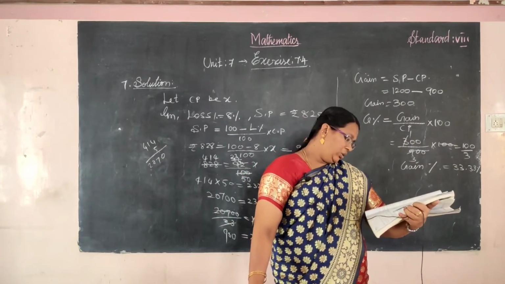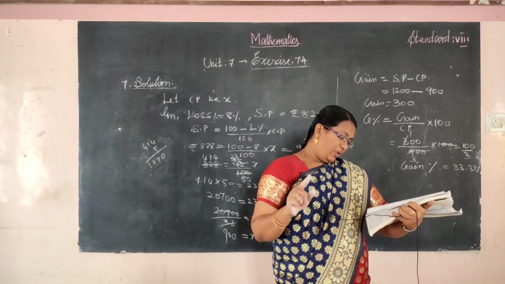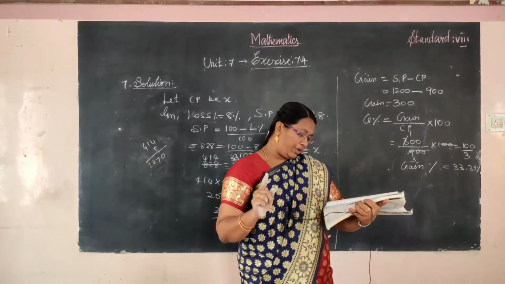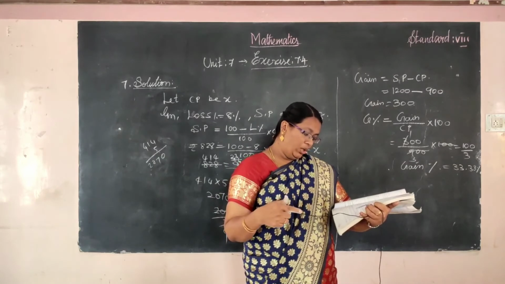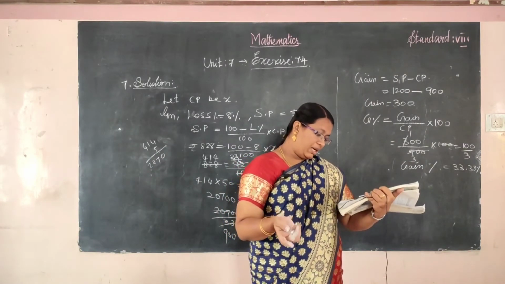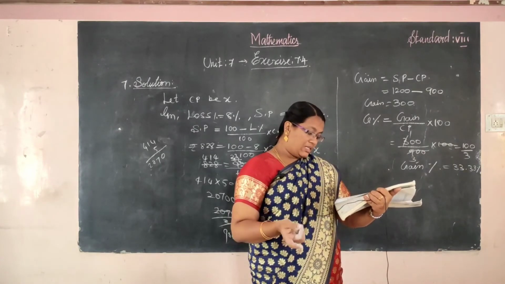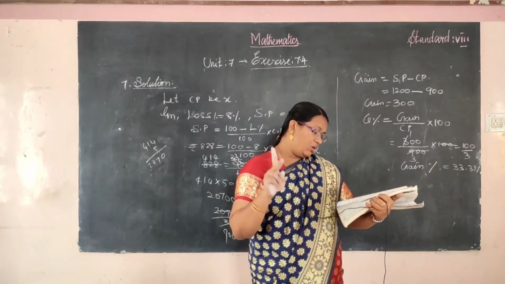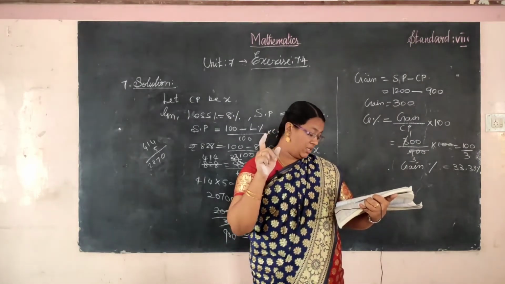Okay, now move to the 8th one. Mona got 2 dresses for rupees 1648. She sold one at a profit of 15%, another one at a loss of 9%. So Mona got 2 dresses for 1648.